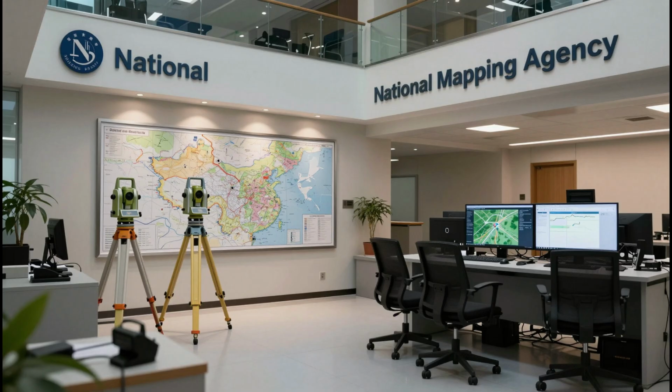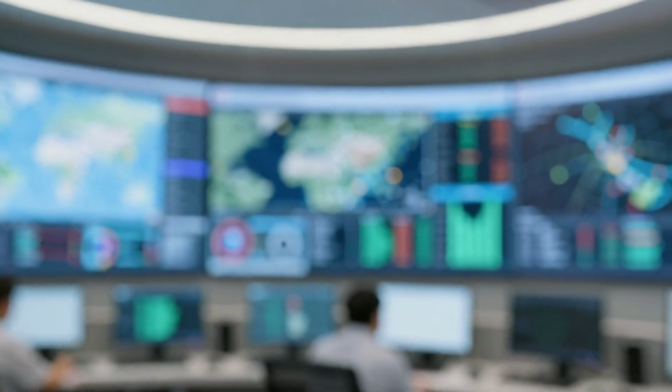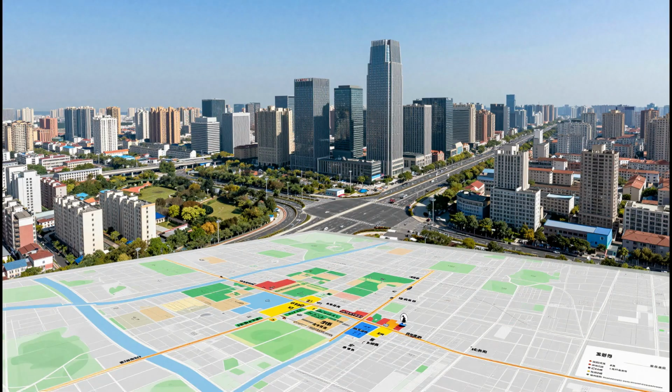National mapping agencies are responsible for national mapping, geodetic control, topographic mapping, cartographic standards, national geospatial databases, reference frameworks, spatial data coordination, and geospatial policy implementation. They provide the foundational datasets upon which countless public and private sector activities depend.